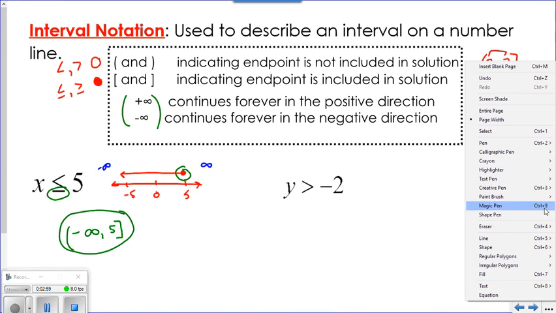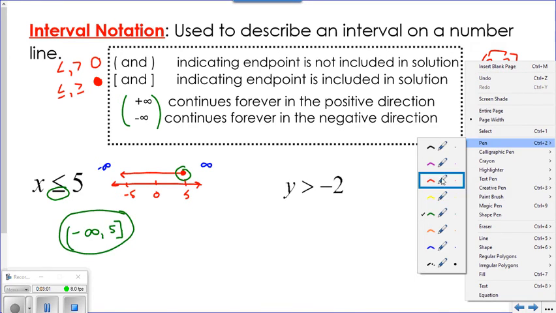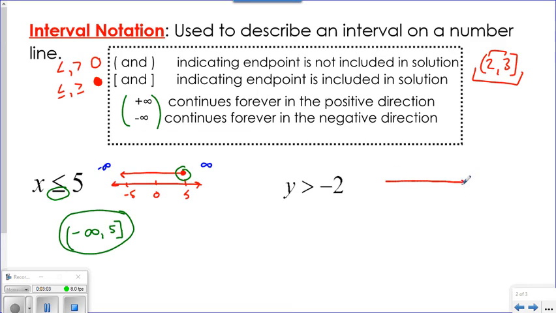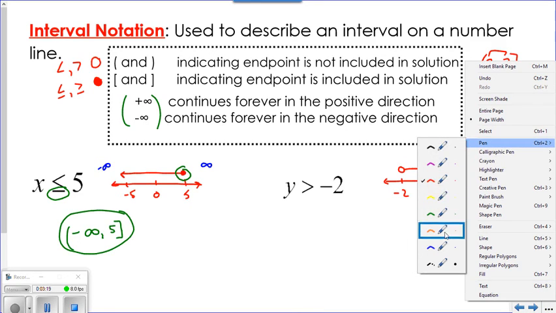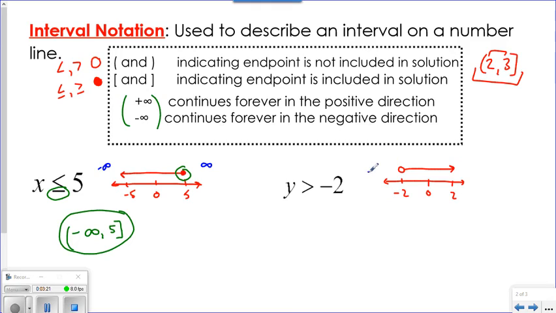If we look at our second one, we have y is greater than negative 2. So if we visualize this on the number line, we've got negative 2, we've got 0, we've got positive 2. Because it's strictly greater than, we have an open circle, and we want all the values larger. So 0 and 2 are larger than negative 2, so we come off this way. We can put negative infinity and positive infinity on there just to kind of help us see where we're at. So we have negative infinity on the left-hand side and positive infinity on the right.